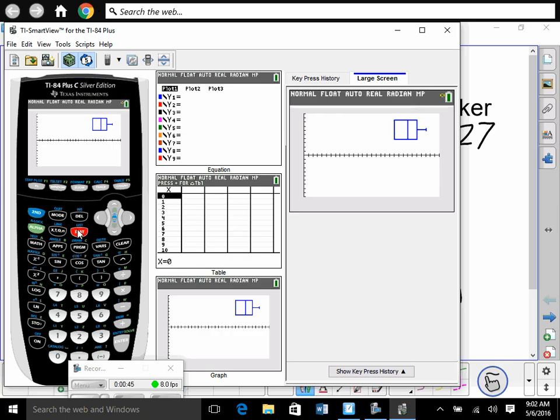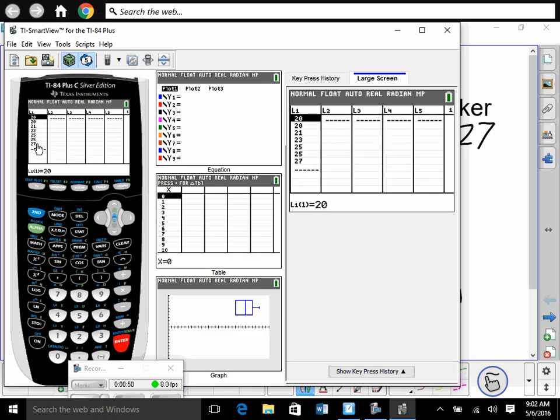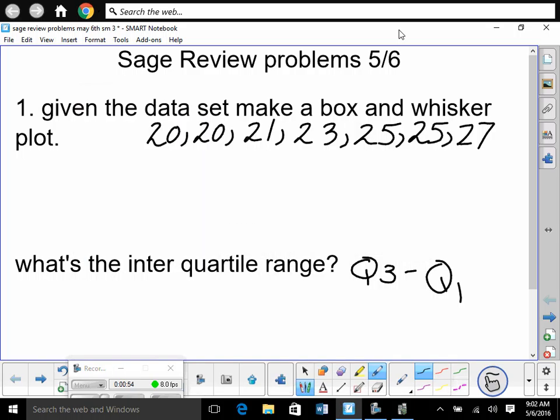Go to Stat. Then in Edit. In List 1, you're going to put in the values that you're going to want in your box and whisker plot. Order doesn't matter because your calculator will sort them and put them from least to greatest for you. So put these in your List 1. I'll give you a second.